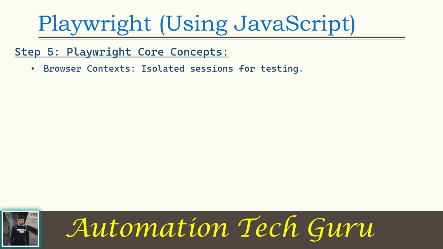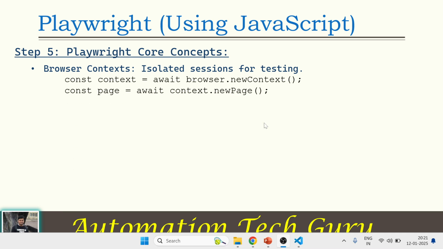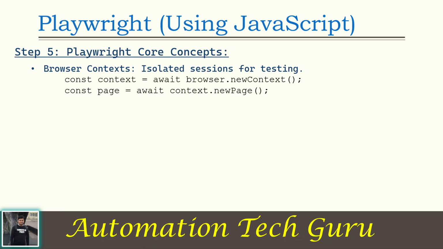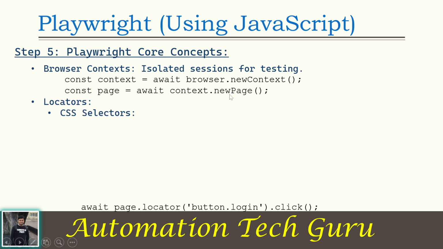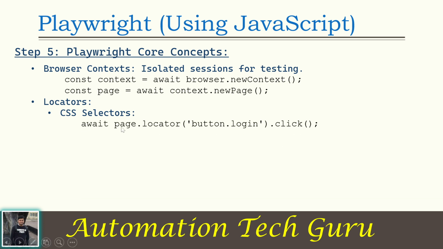Next is Playwright core concepts. Browser context is an isolated session for testing. In this you can use const context equals await browser.newContext, and page equals await context.newPage. For locators, you can use CSS for a CSS selector: await page.locator button.login.click. Then for text, you can use await page.locator.